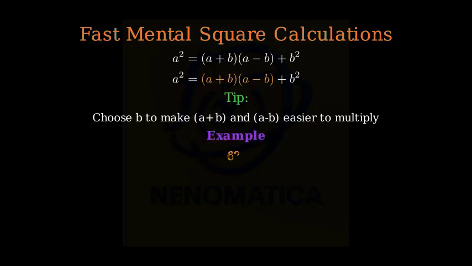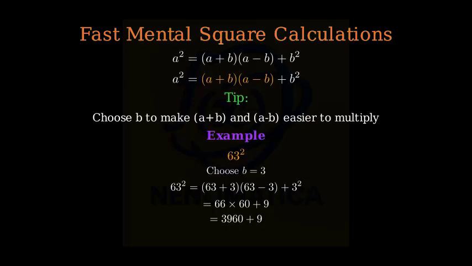We want to compute 63 squared. Following our strategy, we'll choose b equal to 3. Now, let's substitute into our identity. We get 63 squared equals 63 plus 3 times 63 minus 3, plus 3 squared. This simplifies to 66 times 60 plus 9. 66 times 60 is 3,960. Adding 9 gives us the final answer, 3,969.